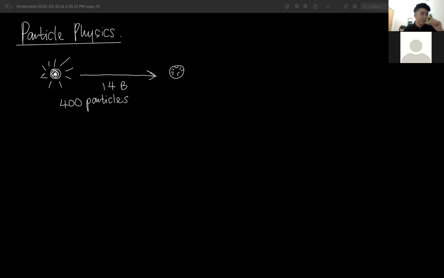Now, the thing is, how do we discover 400 particles? How do we discover so many particles? What is the method behind it? The scientists, after the Rutherford experiment, the alpha scattering experiment, did a lot of experiments to find out the answer to the question: is the proton the smallest unit?